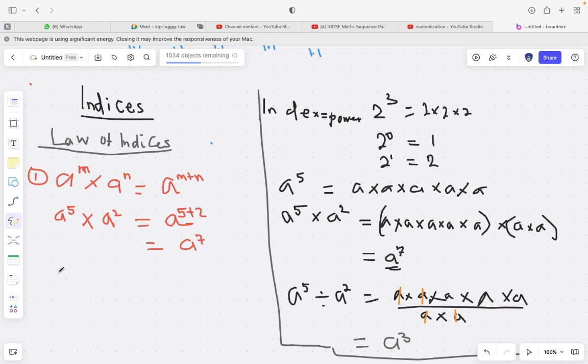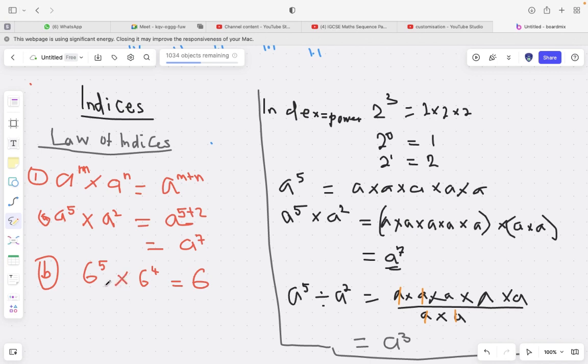For example, let's give another example using numbers. Example B: 6 to the power of 5 multiplied by 6 to the power of 4. Apply the law: since the bases are same, you write 6, then you add the power.